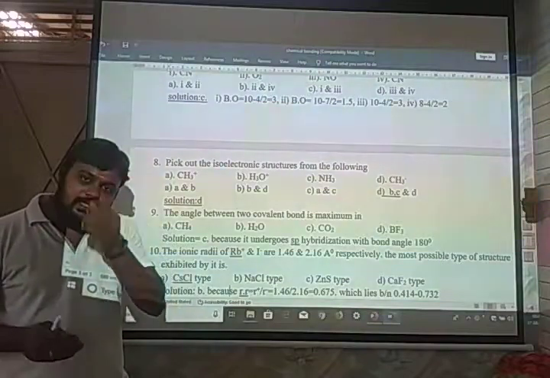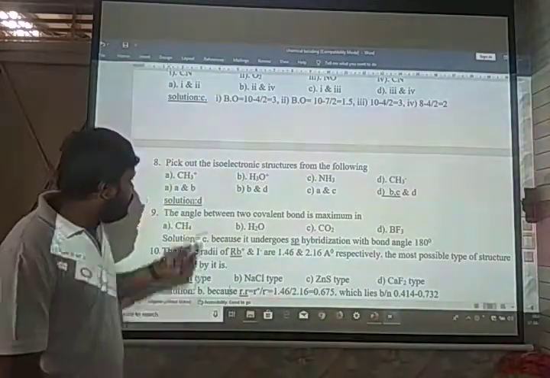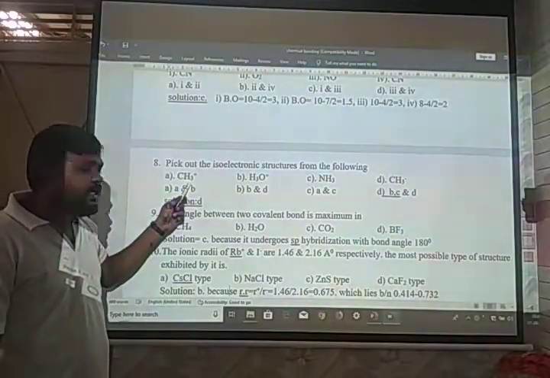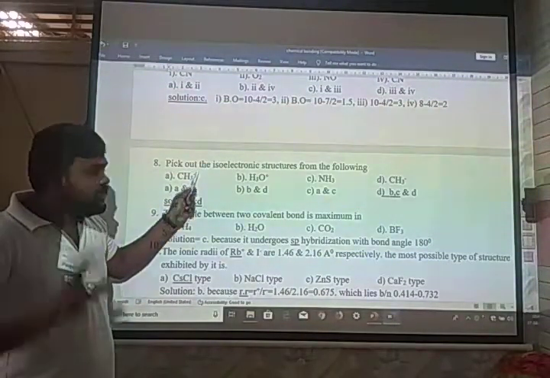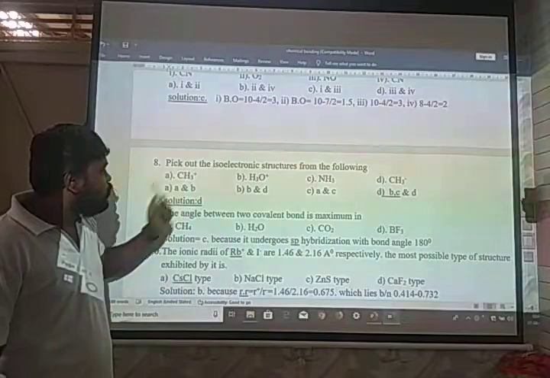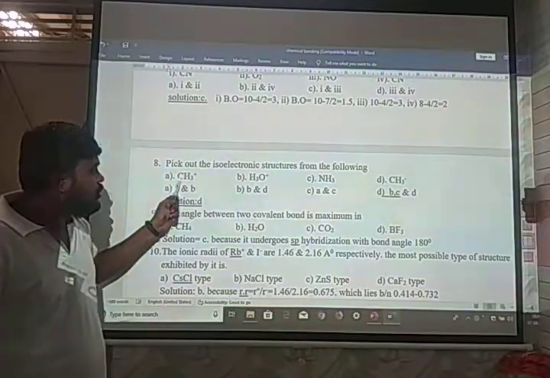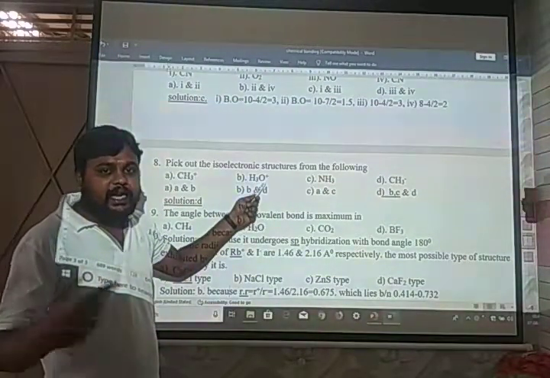Isoelectronic means having similar or the same number of electrons. In case of CH3 plus, carbon contains 6 electrons, hydrogen contains 3 electrons, 6 plus 3. Plus 1 means 1 electron is lost. So 6 plus 3, 9 minus 1, 8 electrons. Option A contains 8 electrons.